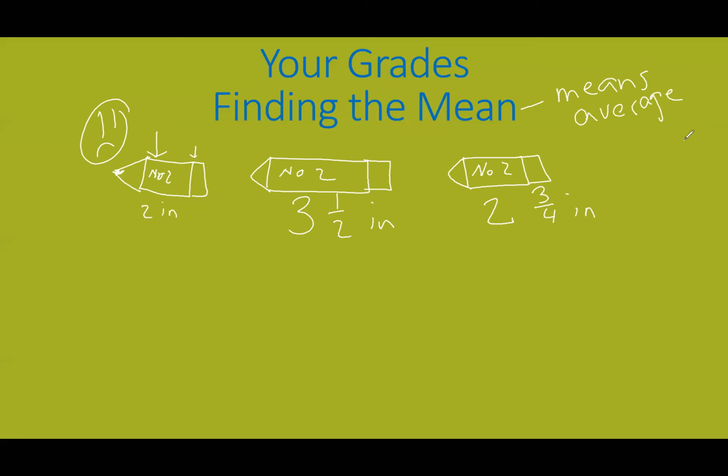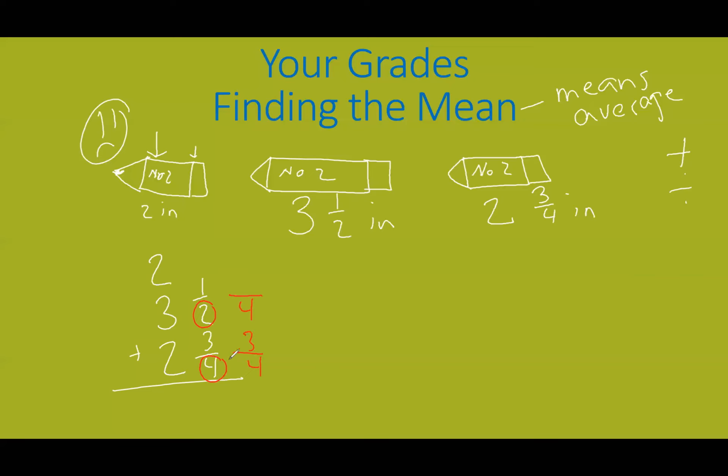So step 1 is to add and step 2 is to divide. So let's go ahead and add. We need to add 2 plus 3½ plus 2¾. Can we add those together? We can't do it, can we? Because we can only add numbers who have like denominators. So we have to turn these into like denominators. Let's take a look at what we have. We have 1/2 and we have 3/4. Do you see what like denominator would work? It's going to be a 4, right?